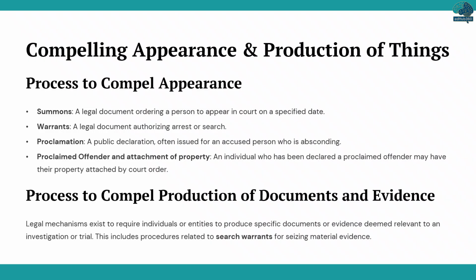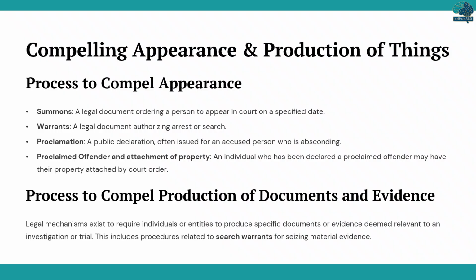A summons, which is a legal document ordering a person to appear in court, warrants, which are legal documents authorizing arrest or search, and proclamation, a public declaration often issued for an accused person who is absconding. An individual declared a proclaimed offender may also have their property attached by court order.